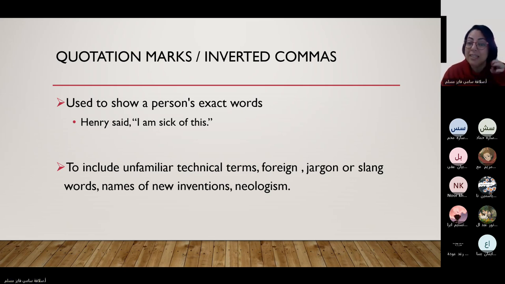Okay. And why is this important again? Because when we translate from Arabic to English and even sometimes into Arabic, if we are quoting directly or if we are putting a dialogue between people, we put quotation marks. Okay?